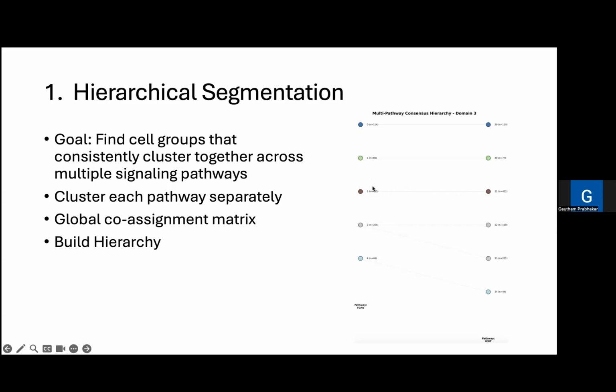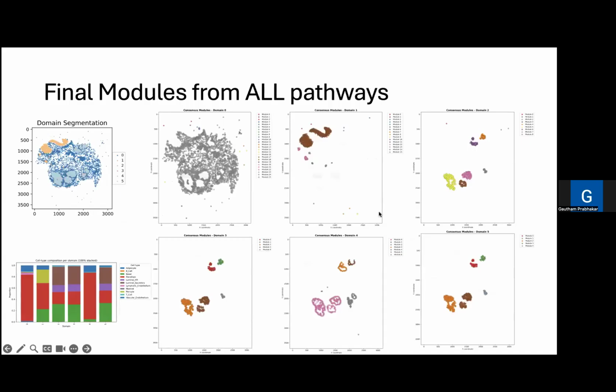So for example, here, for this specific domain, there were 5 modules identified. I'll show you what this actually looks like in the tissue when looking at TGF beta, but when looking at Wnt, it actually breaks this region down into 2 separate regions. So we can do this for every single signaling pathway in the tissue and break it down further.